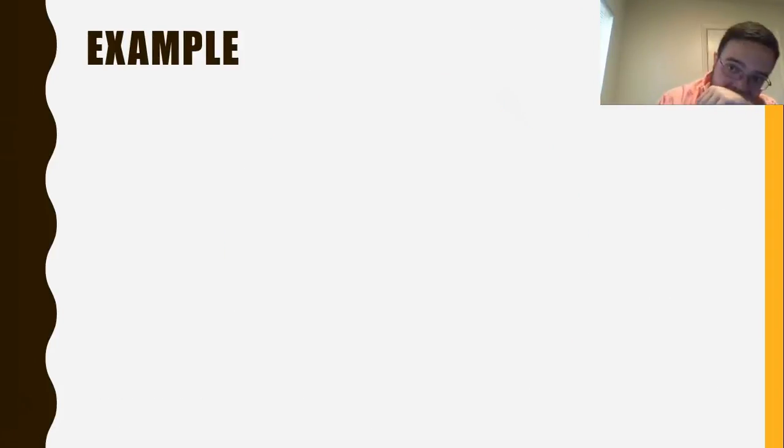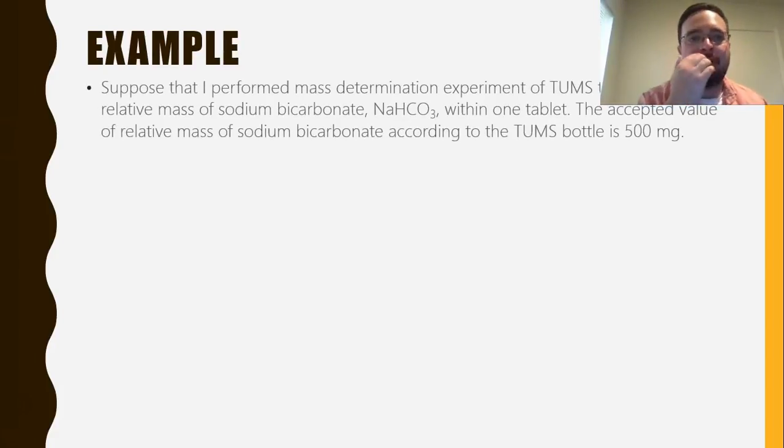So let's do an example, tabular data-wise. Suppose I perform a mass determination experiment of a Tums tablet to observe the relative mass of what's called sodium bicarbonate, which you may hear is in your baking powder, baking soda, stuff like that, within one particular tablet. Now, if you ever look at a Tums tablet, it'll actually tell you the relative mass of how much sodium bicarbonate is in that, or at least should be in each tablet. So typically the most accurate relative mass of sodium bicarbonate is about 500 milligrams per tablet. So that's the accepted value, the given value that we're trying to shoot for. That's the bullseye we're trying to shoot for.